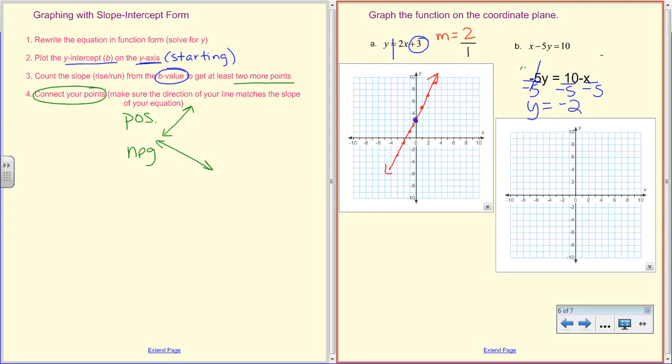What's this going to be? What's this negative x divided by negative 5 going to be? It's going to be a positive 5. Positive. Is it going to be 5x or 1/5 x? 1/5. 1/5 x, guys. Put the ones in front of your x if you can. So I should have plus 1/5 x.